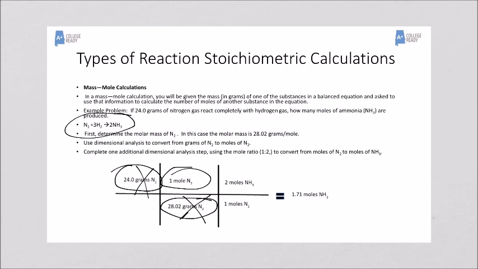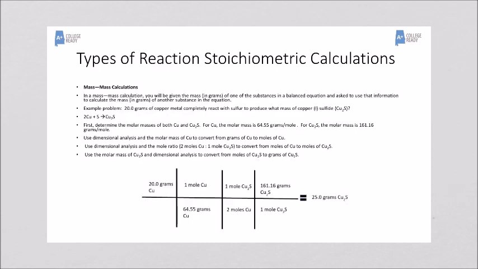Now we're going to use the mole ratio to convert from moles of nitrogen to moles of ammonia. And if we look at our balanced equation, for every 1 mole of nitrogen that we start with, we produce 2 moles of ammonia. The nitrogen portion of that mole ratio goes on the bottom so that it'll cancel. Now we multiply across the top. We divide by the 28.02 on the bottom, and we expect to produce 1.71 moles of ammonia if we start with 24 grams of nitrogen gas.